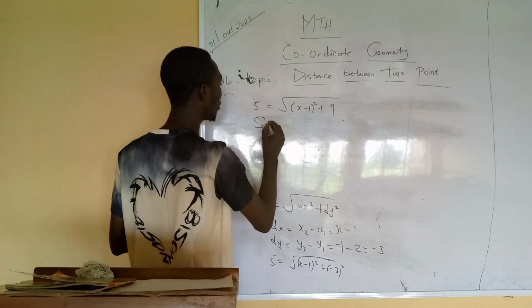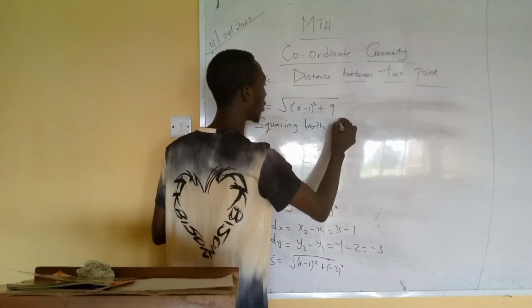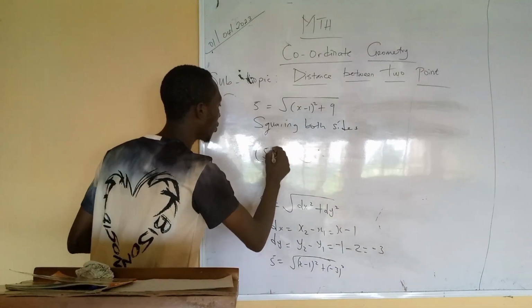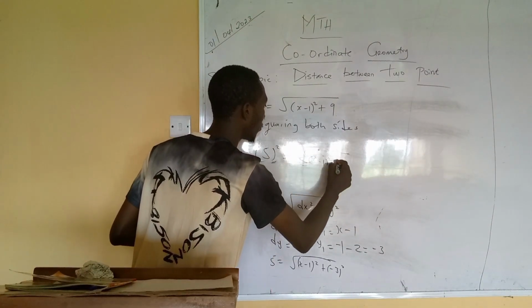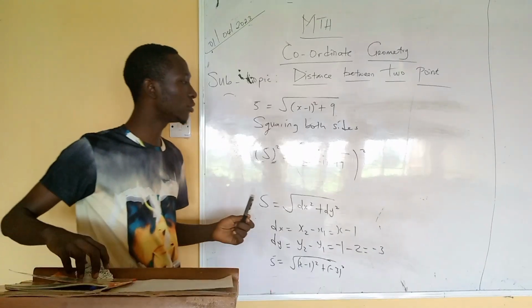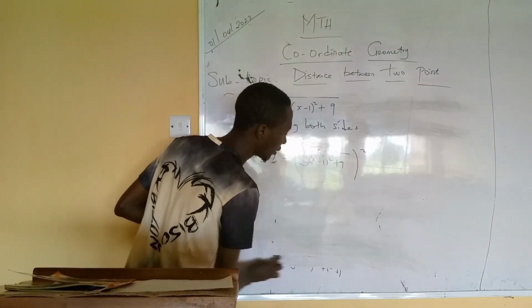So we are squaring both sides. We are doing this to remove the square root. So it becomes 5 squared equals the root of (x minus 1) squared plus 9. We square everything. Why are we doing this? To remove the square root, so we can get the value of our x.